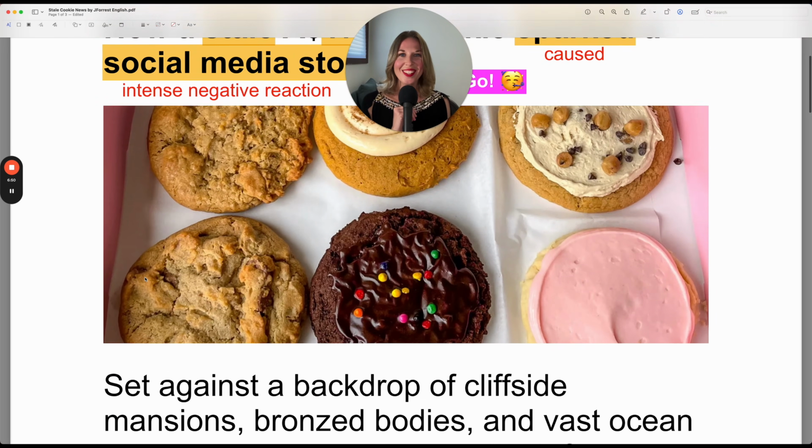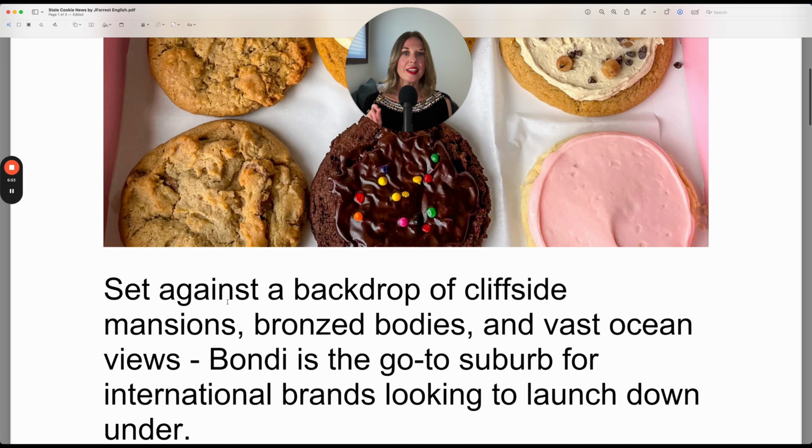Now let's continue on. Set against a backdrop of cliffside mansions. So these are mansions, very large houses on a cliffside, the side of a cliff. So cliffside is the adjective that describes the mansions. A backdrop of cliffside mansions. And then a backdrop means that it's in the background. So that would be the backdrop.